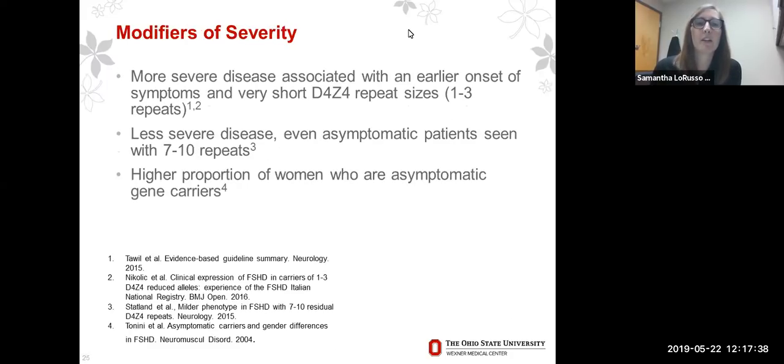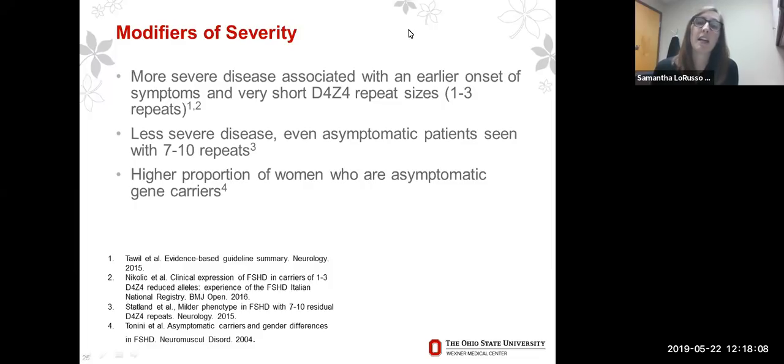So some modifiers of disease severity. Going back to that D4Z4 repeat size, that does seem to be important. Very short D4Z4 repeat sizes, like from 1 to 3 repeats, is associated with earlier onset, more severe disease. And then less severe disease is pretty clearly associated with higher repeat sizes in the range of 7 or 8 to 10. And even there are some people who are asymptomatic within this range.